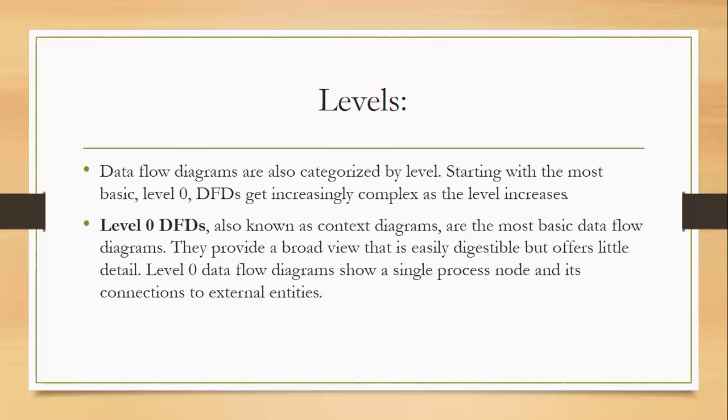DFD has multiple levels. We can categorize them by the help of levels. Firstly, level 0. It is also called a context diagram. In the steps, I described that we have to expand a context diagram into different levels. But the first level is level 0. So create a context diagram, that means level 0 DFD will be discussed here. The most basic data flow diagram is this one. It gives a broad view of what we actually want, what we actually get, and where we get it. That means the external and the internal entity connections will be discussed in level 0.